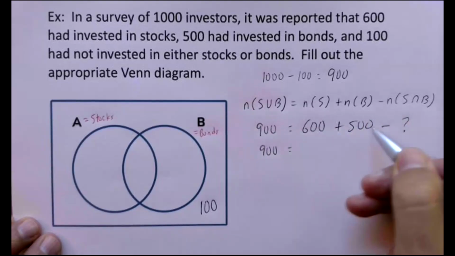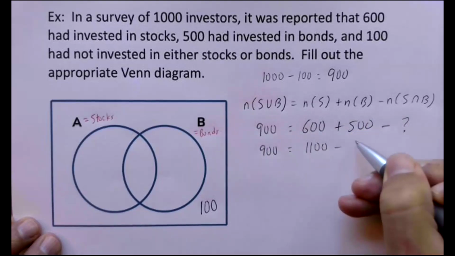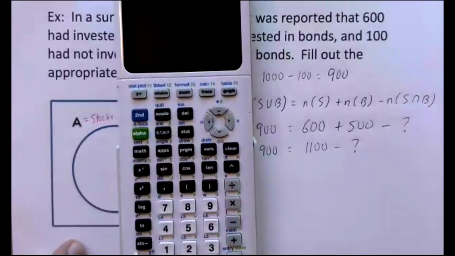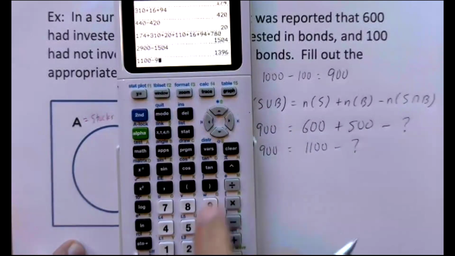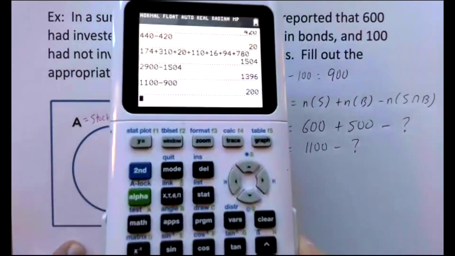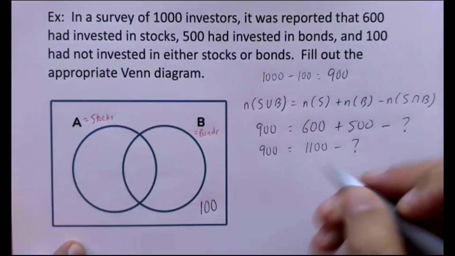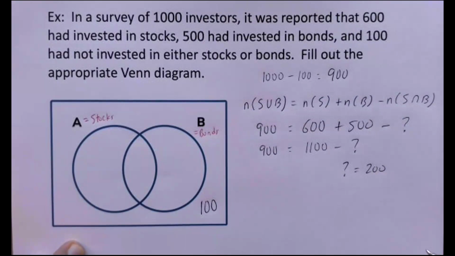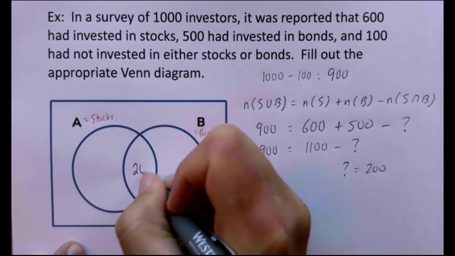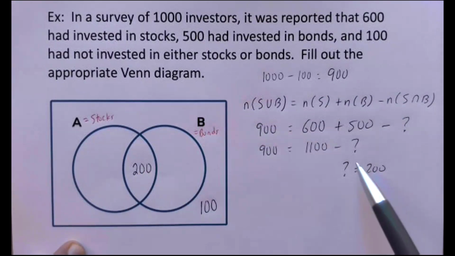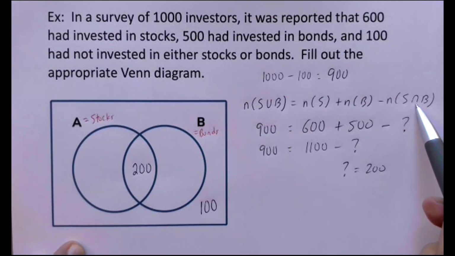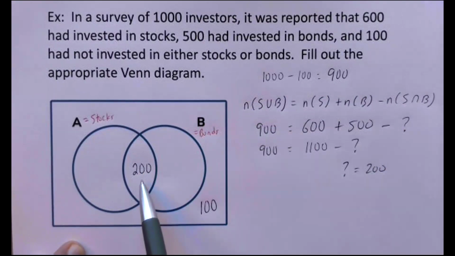Because we know that 600 plus 500 is 1,100, so 1,100 minus something becomes 900. You can actually just do 1,100 minus 900 to see what's left over. Means there's 200 right here. There's 200 in what we were calling the question mark, which was the intersection of the two circles, which is the middle part. We know that's 200 now.